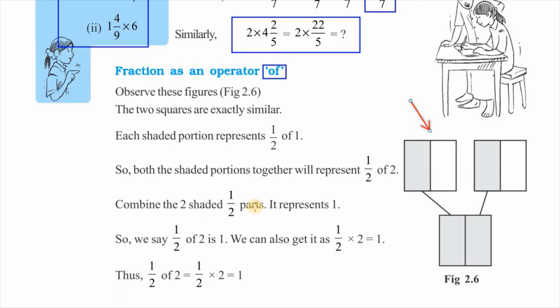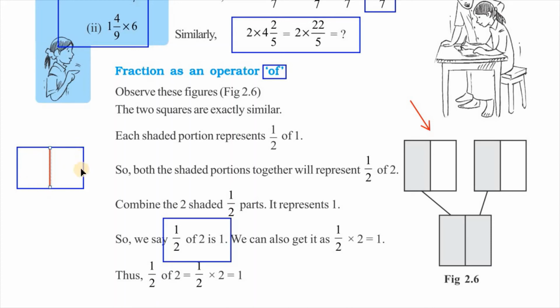Combined, the two shaded portions represent 1 square. If you just take half, it will become 1. So we can say that half of 2 is 1. So this is very easy for us to understand. Half of 2 should be equal to 1. One way to understand this is, take anything that has 2 units. So this is a rectangle, this has 2 units.